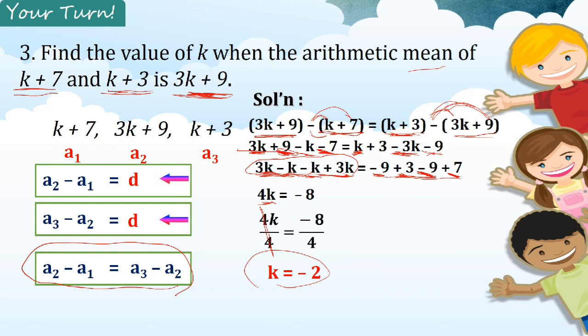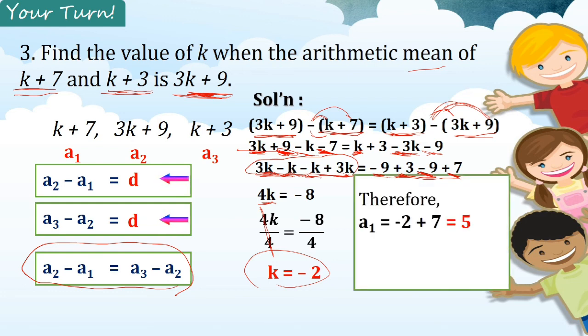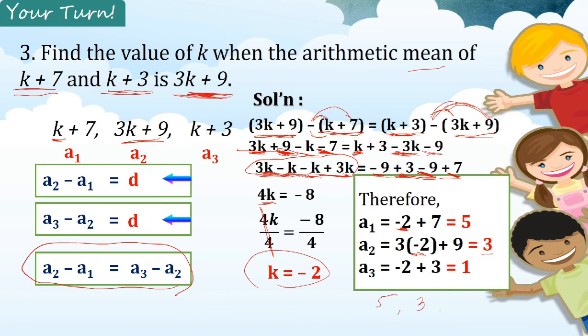So, since the value of k is negative 2, it means that a sub 1, substitute natin si negative 2 dito. Okay, so negative 2 plus 7 is 5. And then for the second term, that's 3k plus 9. So, 3 times negative 2, okay, negative 6 plus 9, that's 3. And then for the third term naman, k plus 3. So, negative 2 plus 3, that's 1. So, the arithmetic sequence we have 5, 3. First term is 5. Second term is 3. Third term is 1.